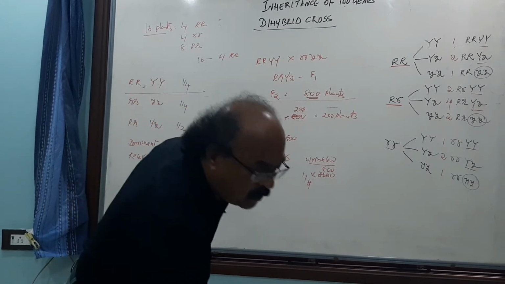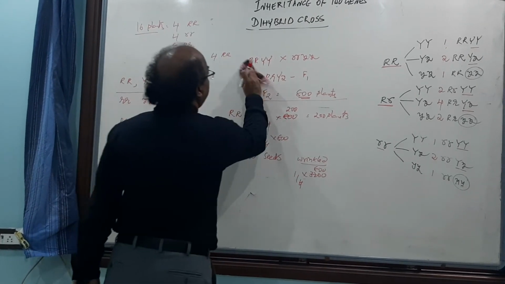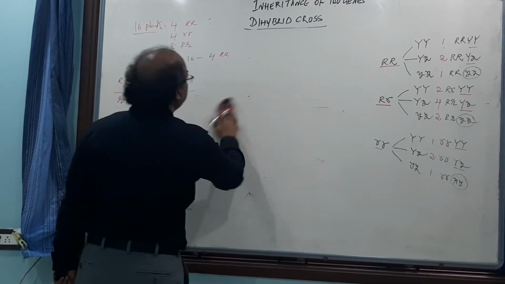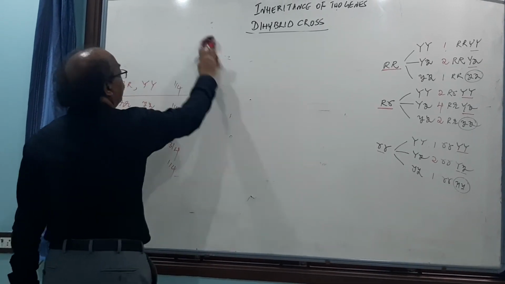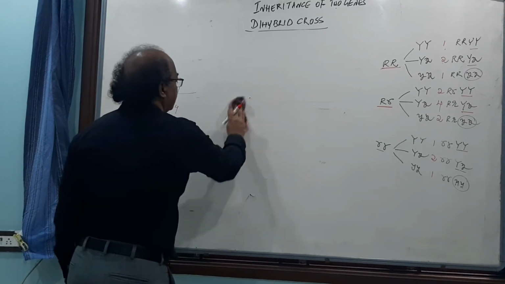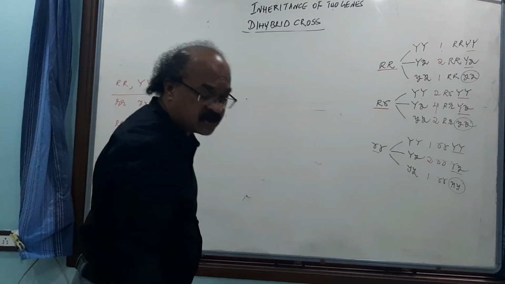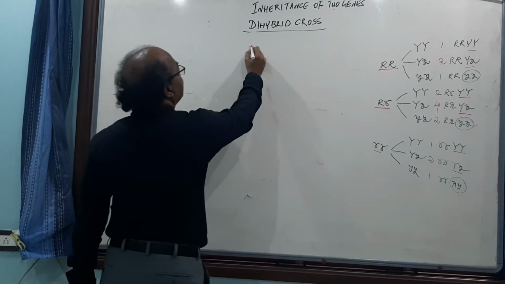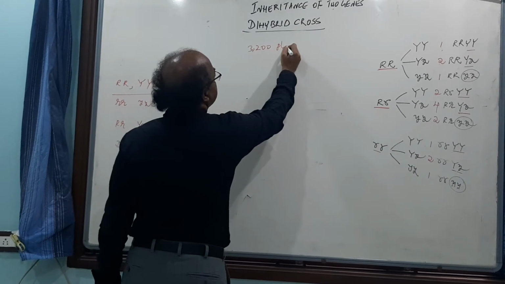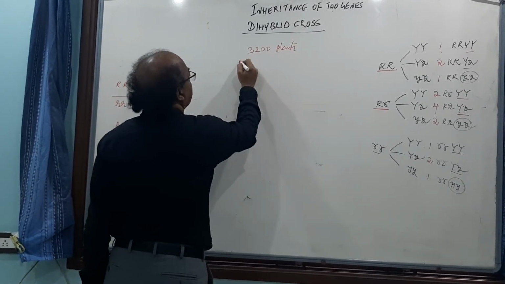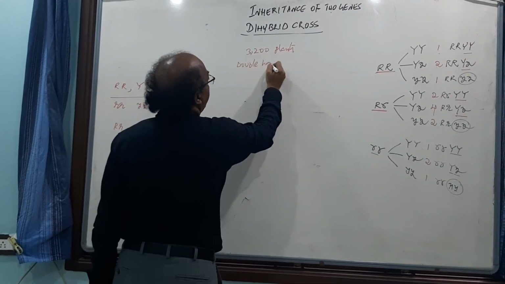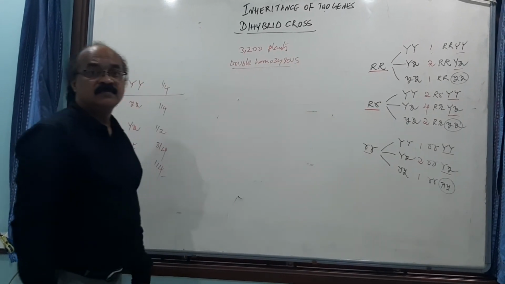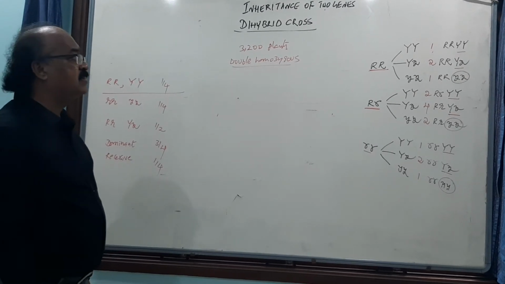And there is one more point here to remember. At that time, you must definitely have an idea about that chart. The problem is, in a given population of 3,200 plants, how many are double homozygous? Double homozygous.